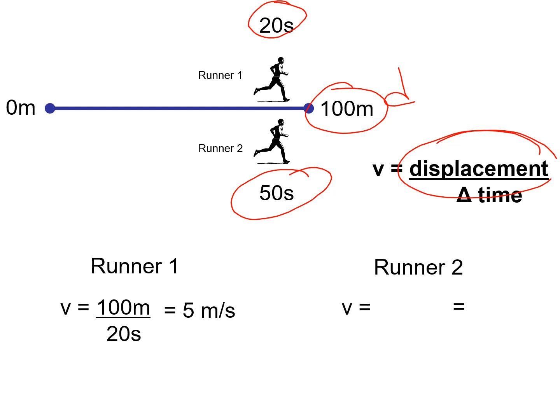Runner 2 took longer, obviously. So they did 100 meters in 50 seconds. So their velocity was 2 meters per second. So we'd say that runner 1 has a greater average velocity than runner 2.